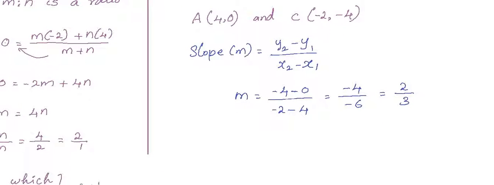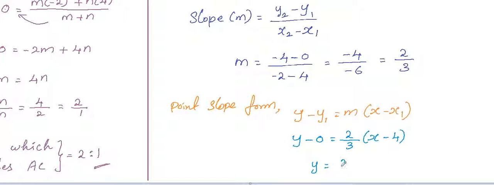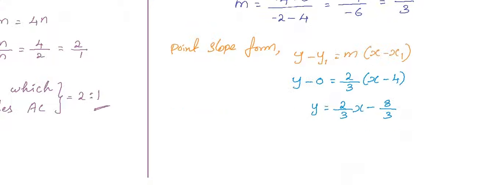Now use the point slope form and find the equation. Point slope form is y minus y1 equals m into (x minus x1). The y1 value is 0, m value is 2 by 3, x1 value is 4, so y equals 2 by 3 into (x minus 4). If you distribute, we get y equals 2 by 3 x minus 8 by 3. So this is the equation of the line.